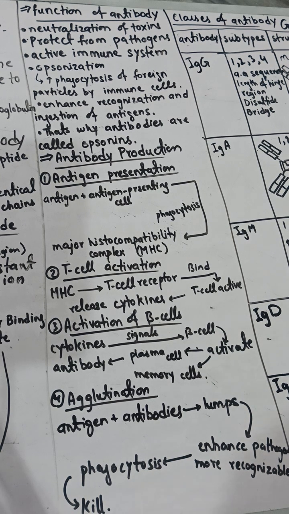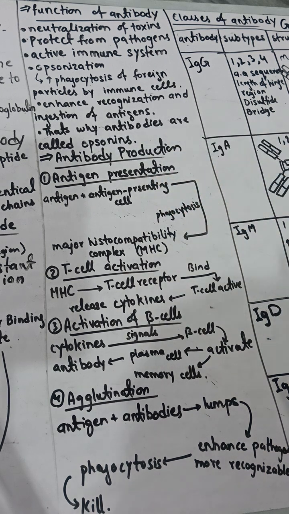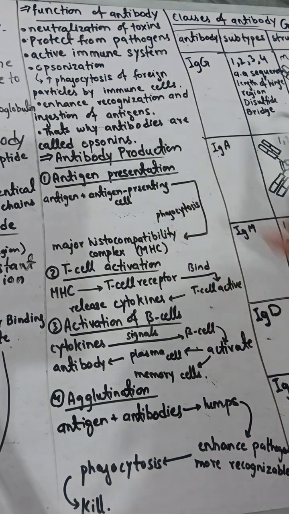So they are activating them, and they enhance the recognition and ingestion of antigens. So they allow your body to readily identify in what kind of region your antigen or your foreign particles are present, and then after the recognition they will go digest and phagocytose that antigen and completely kill it through your body. So that's why your antibodies are also called opsonins.